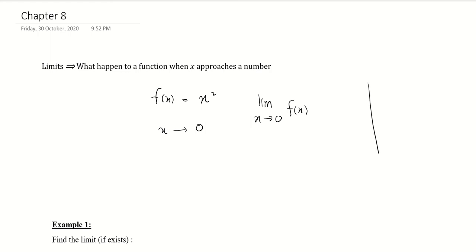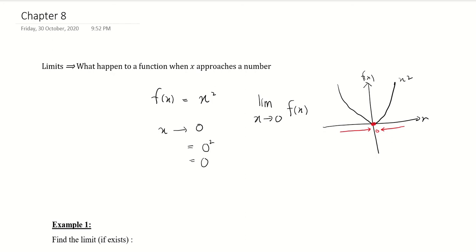If we know the graph of f(x) = x squared, when x approaches 0 from either side, left or right, we know that the graph of f approaches 0. Or the easiest way is to just substitute x equals 0. That is 0 squared, which is 0. So that is what a limit is.